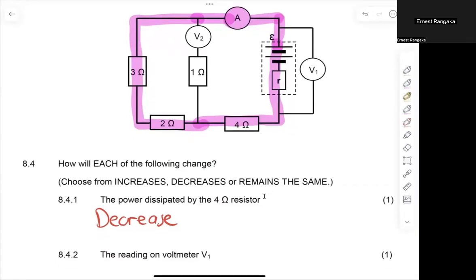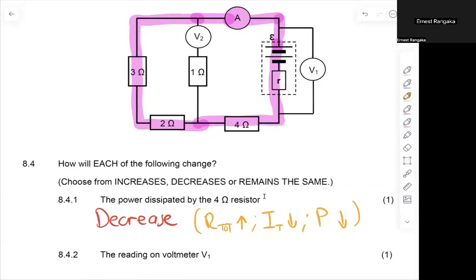Let me quickly write the reasoning on the side there. When I remove that parallel junction, my R total will increase. When that happens, my I total will decrease. When I total decreases, the power of that 4 ohm resistor will decrease as well because power is I squared R. And if I goes down, then P goes down. So the correct answer for 8.4.1 is decrease. Give yourselves a round of applause if you got that one correct. Don't feel bad if you didn't get it correct. There's another question that you can try now.